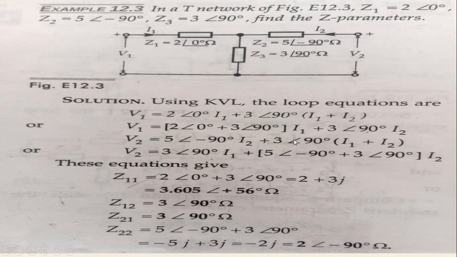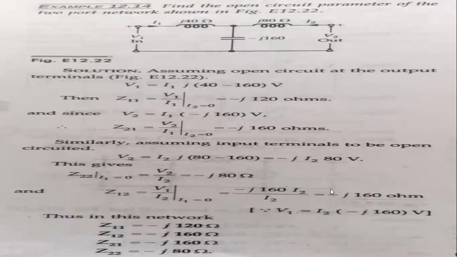So in the Z22 you can find easily, that is the combination 5 angle of minus 90 degree, as well as 3 angle of 90 degree, both are in polar. So just convert individually this 5 angle minus 90 degree into the rectangular, again 3 angle of 90 degree into the rectangular. After getting into the rectangular, again add the real term as well as the imaginary, you will be able to find that is a 2 angle of minus 90 degrees. So this way you can simplify the numerical.